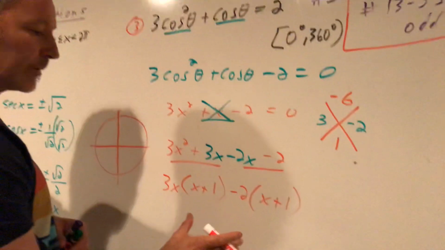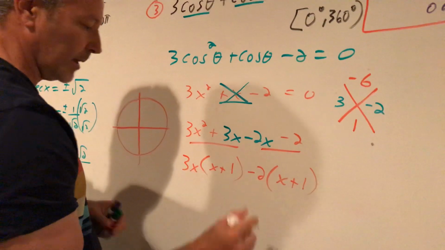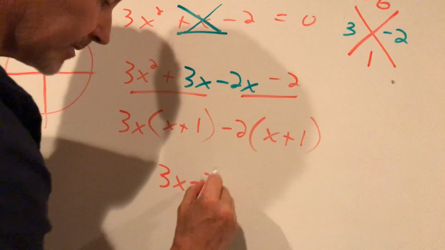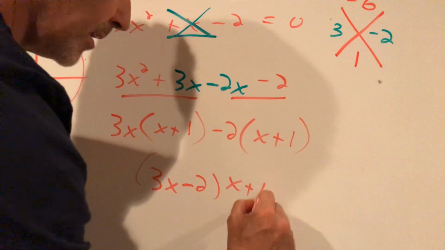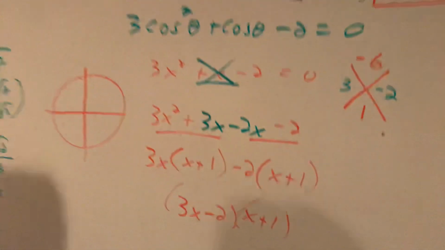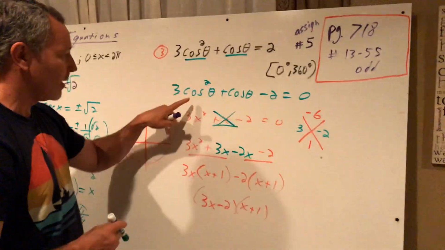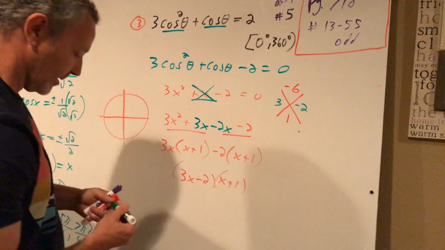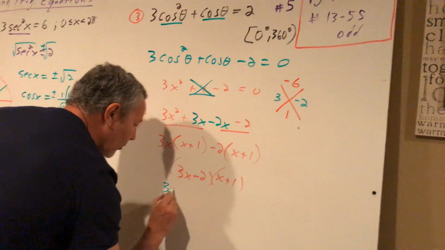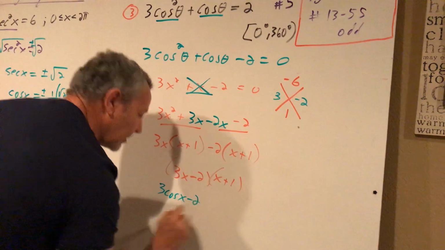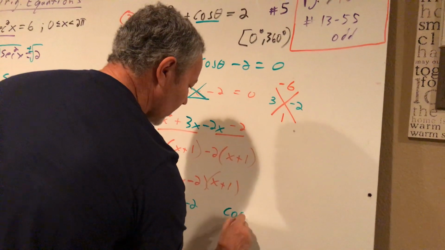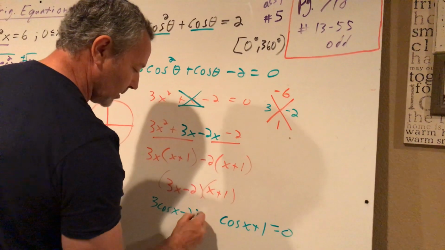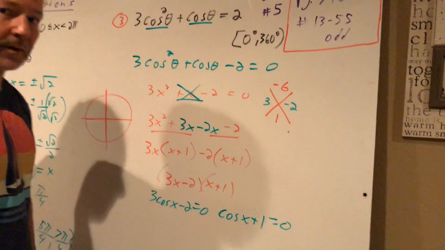Okay, and if you remember how this works, I'm going to factor out the x plus 1. So I end up with one binomial of 3x minus 2 and one of x plus 1. If you remember though, before that I put x's in for cosine, so each one of these is a cosine really. So this is really 3 cosine of x minus 2, and this other one is cosine of x plus 1. I'm going to set those each equal to 0, as we do when we factor, and now I solve these two parts.